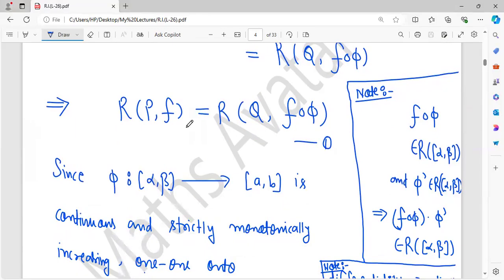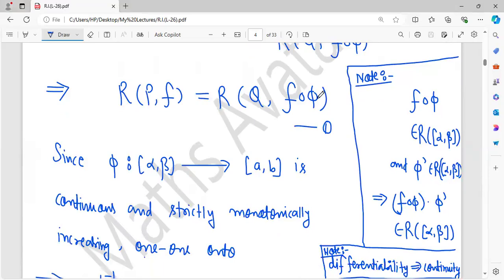On the left hand side, that is the Riemann sum of f. Now observe one thing: φ is a continuous and strictly monotonically increasing function. This is one-one and onto also. Because strictly monotonically increasing implies that the function will be one-one, and because this is onto also, the inverse exists. Now why is it continuous? Because it is a differentiable function.